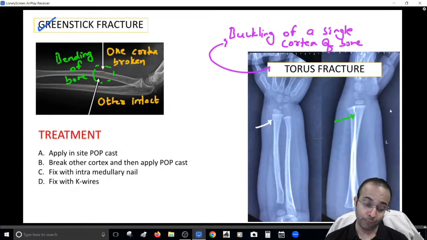Okay, Harry says, break the other cortex. So one is broken, break the other one also, then apply a plaster. Harry, you will be amazed to know you are correct.